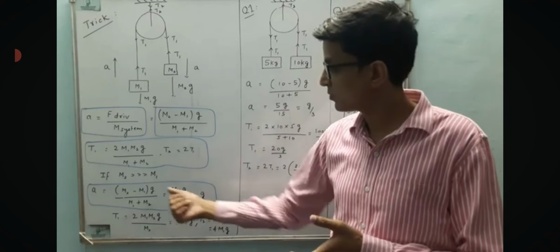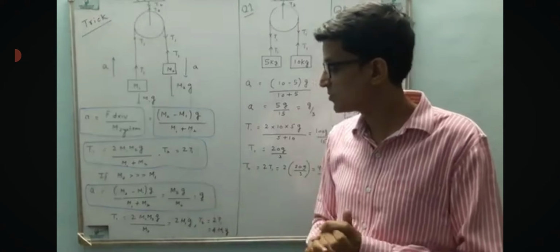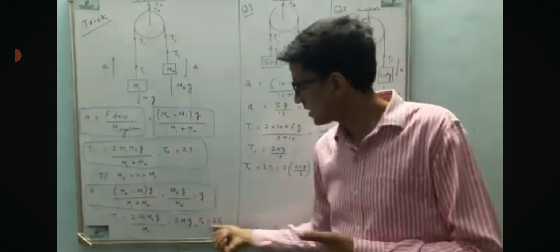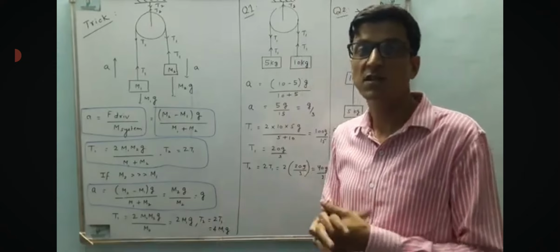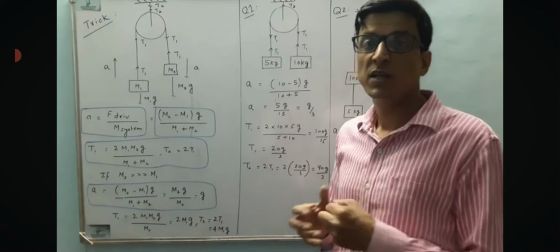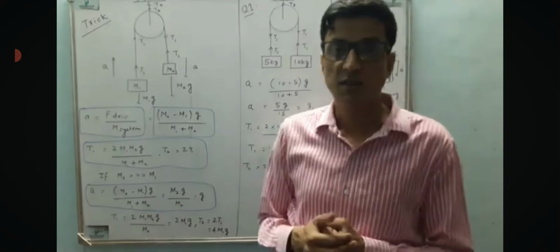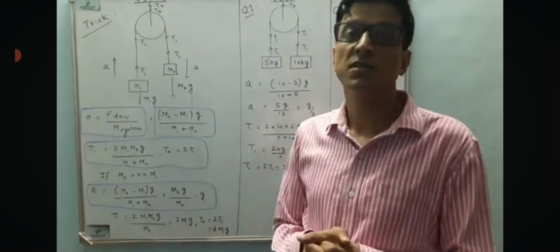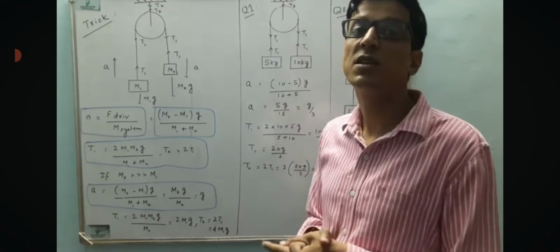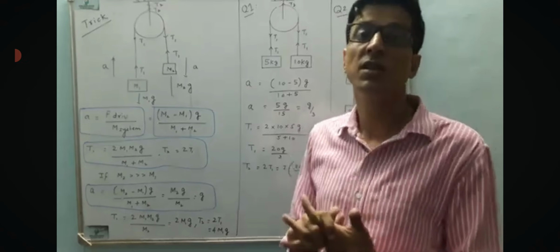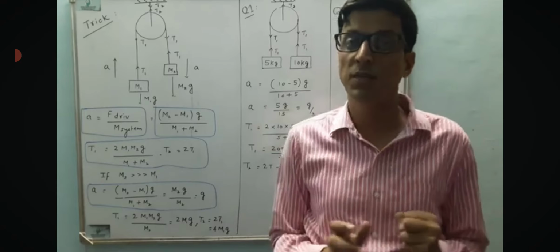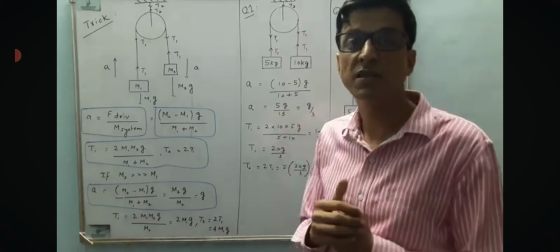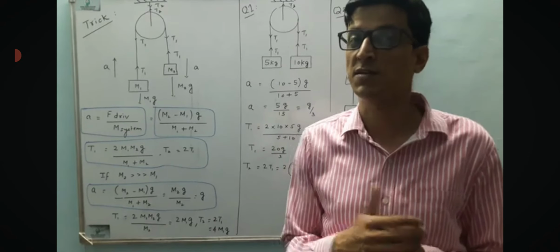So we have the result for acceleration equal to g, and the result for T1 as twice m1g, and for T2 4 m1g. So this is the result that when a system is such that one of the masses is very large as compared to the other mass, then tension in the string is equal to double the weight of the lighter mass, and tension in the rope connecting the pulley with the ceiling is 4 times the weight of the lighter mass. That's the result, you can remember.